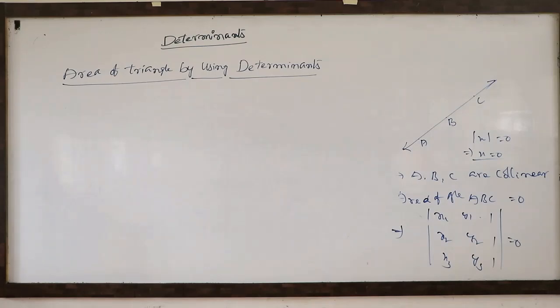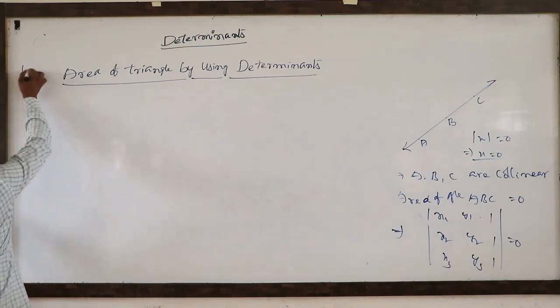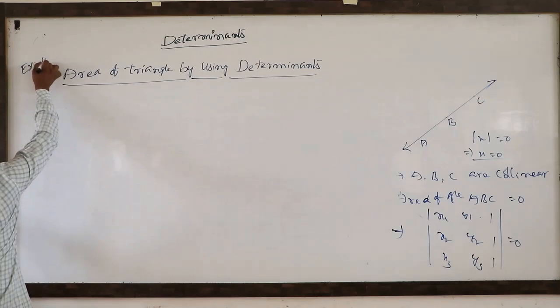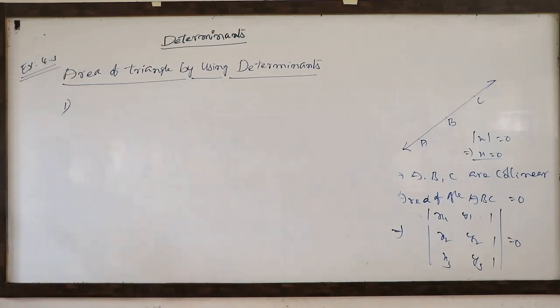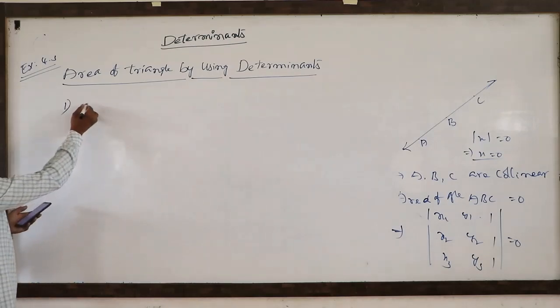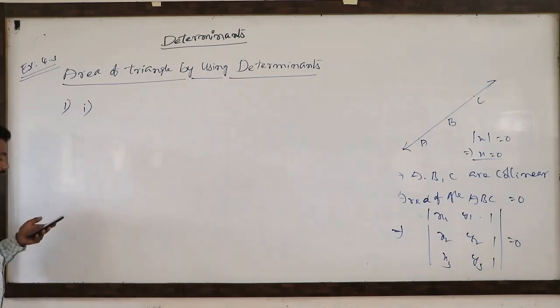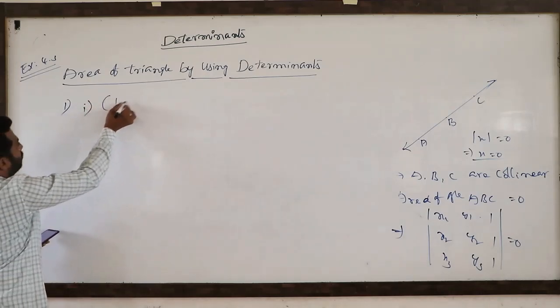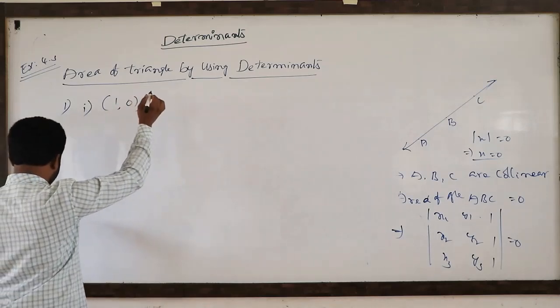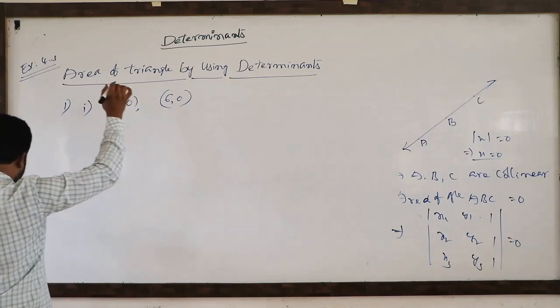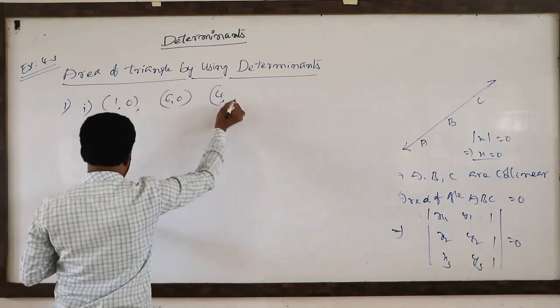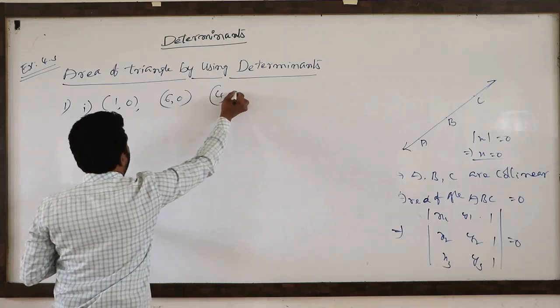Exercise 4.3. First question. Find the area of the triangle whose vertices are given. The first one is (1, 0), (6, 0), and (4, 3).